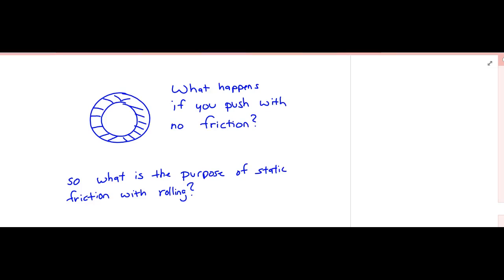Alright, this video is going to teach you about rolling and friction. Before, we had done boxes, that was sliding friction. Now we're dealing with rolling friction. So the first question asks, what happens if you push with no friction?